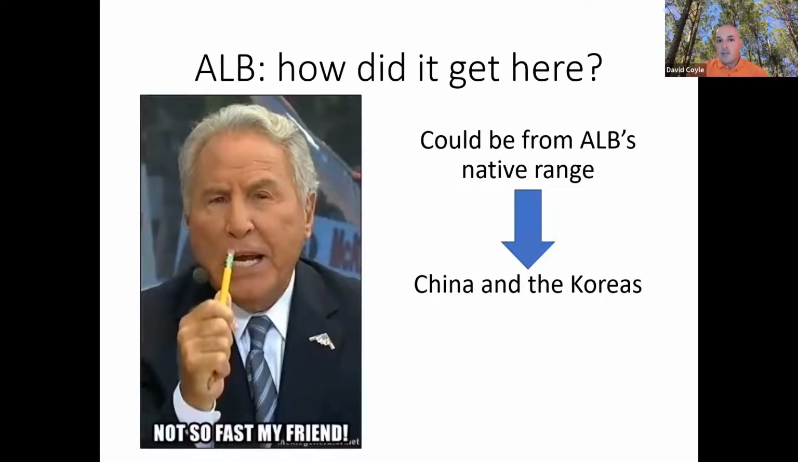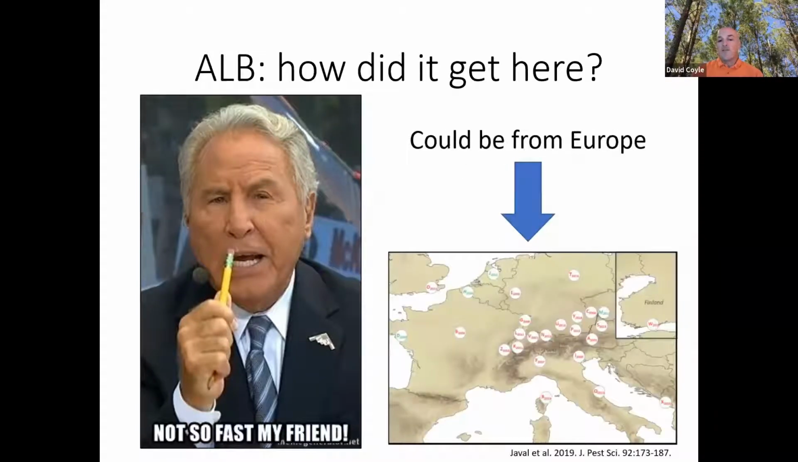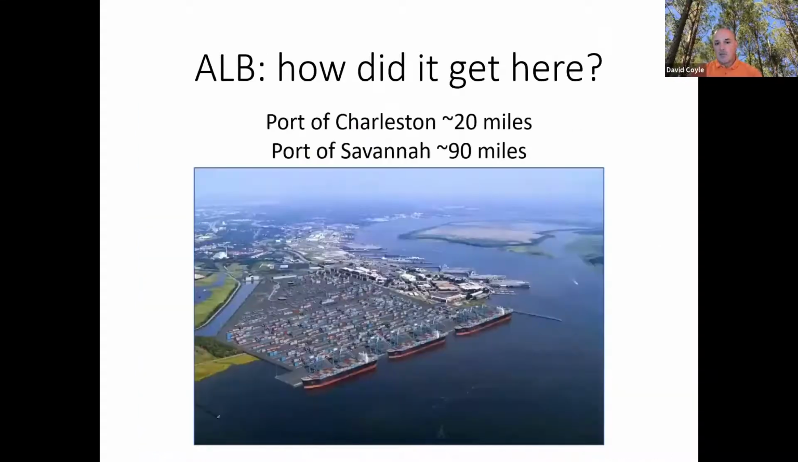Could be it got here from Asian longhorn beetle's native range, which is China and the Koreas. That's possible. We've got some ports in the area. It could have come from that same place in China. Could also have been from Europe. There's a lot of different ALB populations in Europe, so it could have come from that same spot in China to Europe and then to here. Any of those are possible.